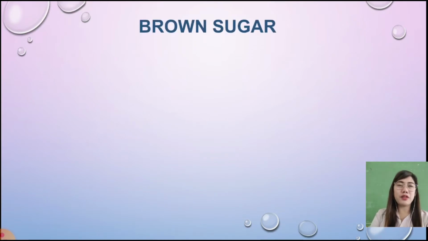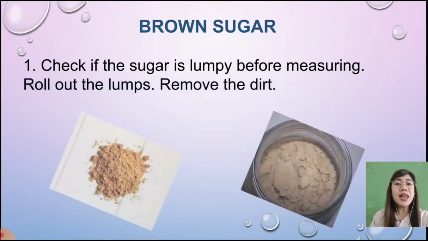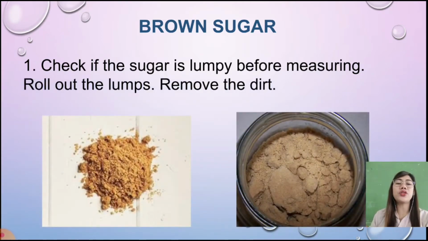The next is the brown sugar. Now, maybe some of you are wondering, why are white and brown sugar indicated separately here? Is there a difference? Yes, there is a difference in measuring those two. So this is how we do the brown sugar. First, check if the sugar is lumpy before measuring. If there are lumps, you have to stir it well, or you can use the rolling pin to remove the lumps. And of course, if there's any unnecessary dirt, please remove it first, alright?